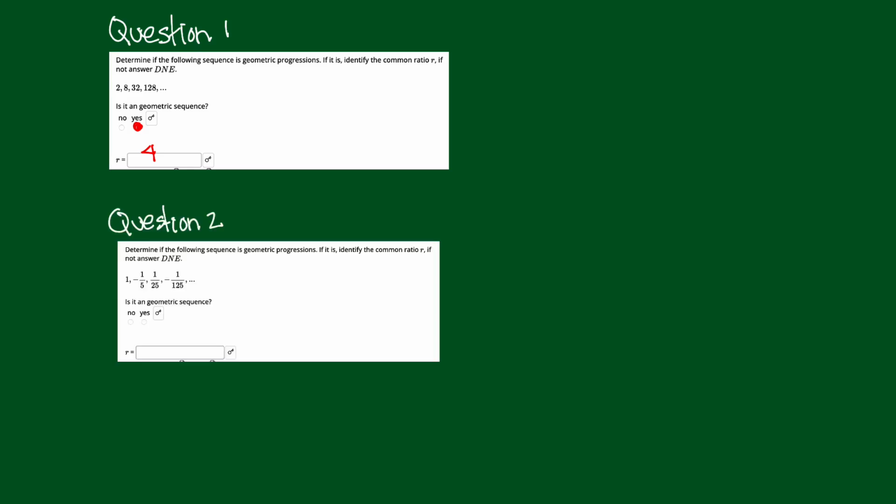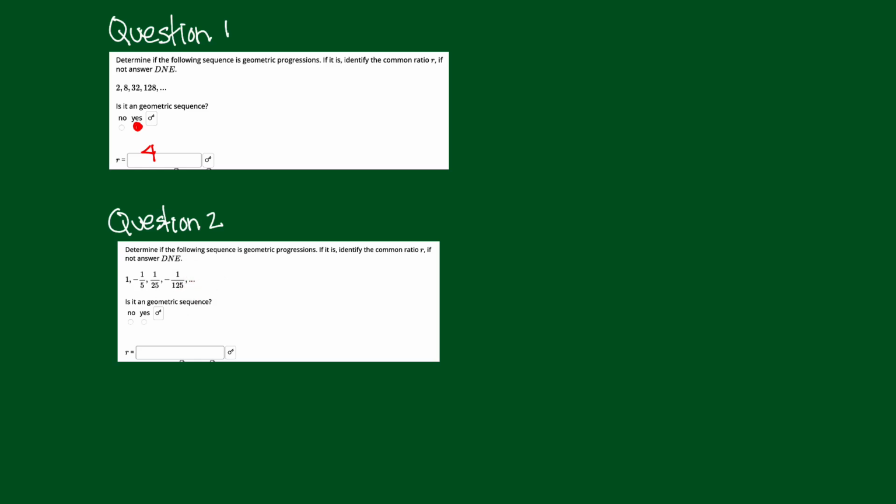Now, what if I multiplied by 4? Multiply by 4. Multiply by 4. All right, so I'm going to say, based on this information that we have here, that the answer is yes, and r is equal to 4. Now, what about this sequence here in question 2?